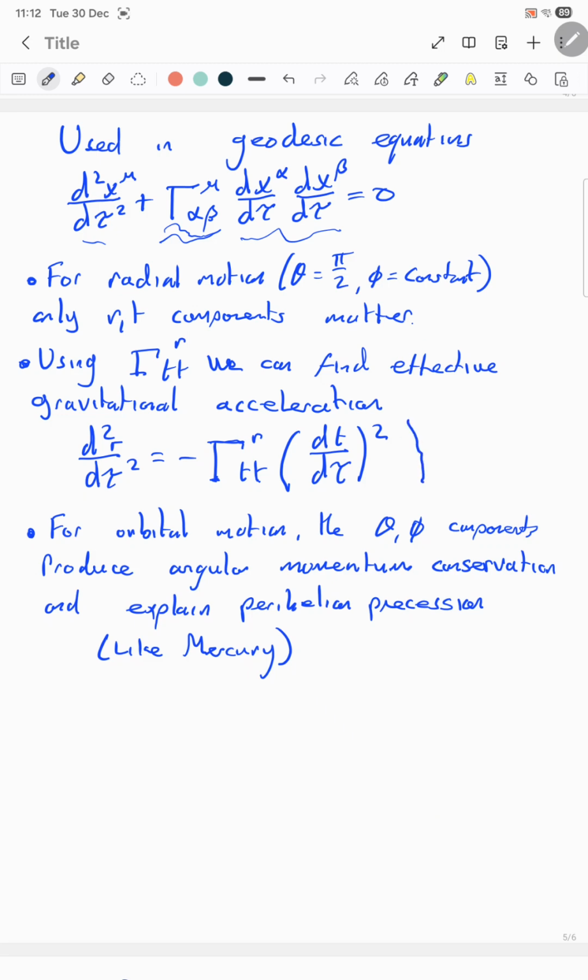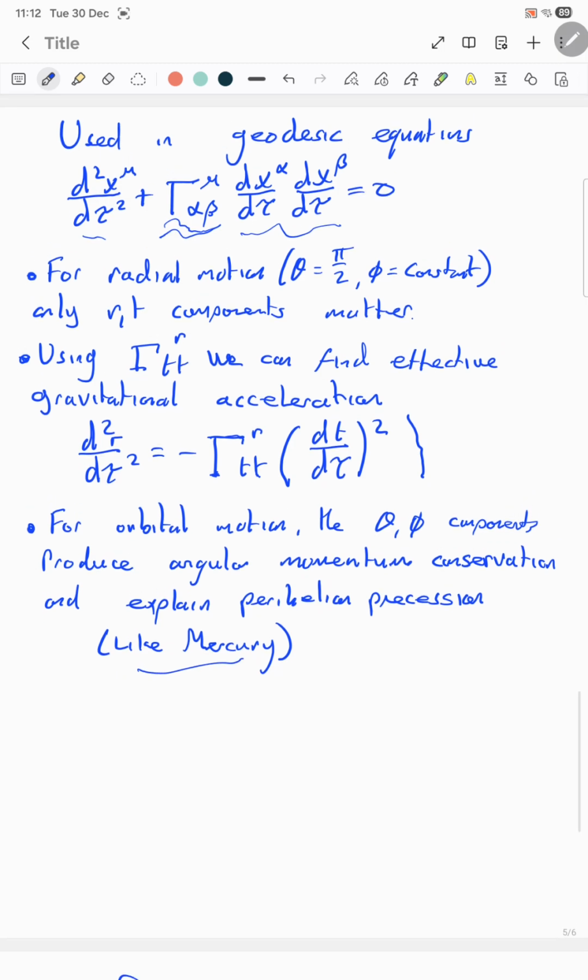Now for orbital motion, theta and phi components produce angular momentum conservation and explain perihelion precession, like the planet Mercury, which I believe Newton's laws broke down in being able to predict this phenomenon with Mercury, but this is where general relativity was effectively sort of proven, came into its own. I think actually general relativity was proven conclusively by light passing the sun from a distant star, and it was shown that light did in fact bend around the gravitational field produced by the sun.